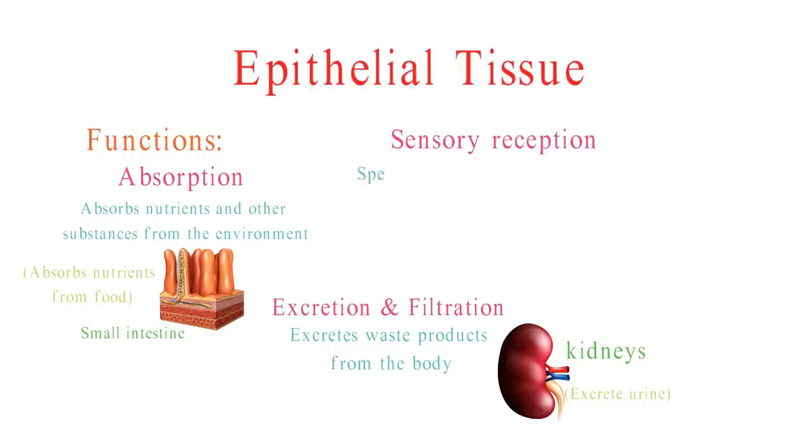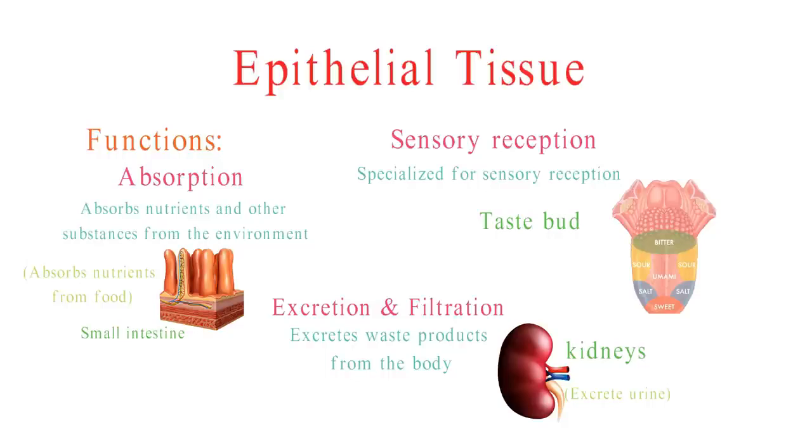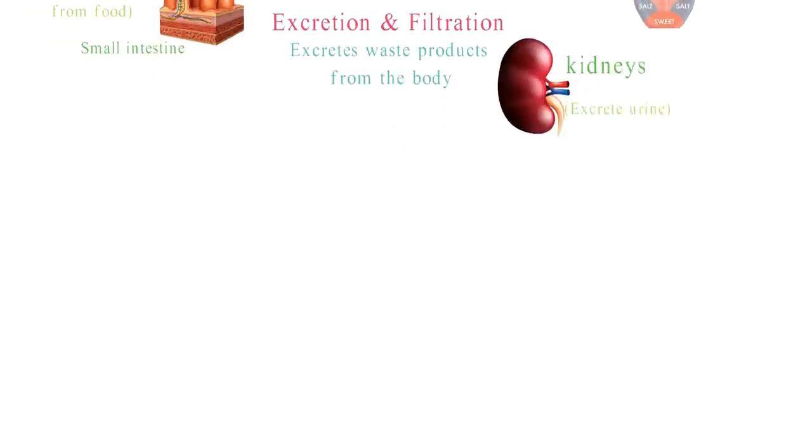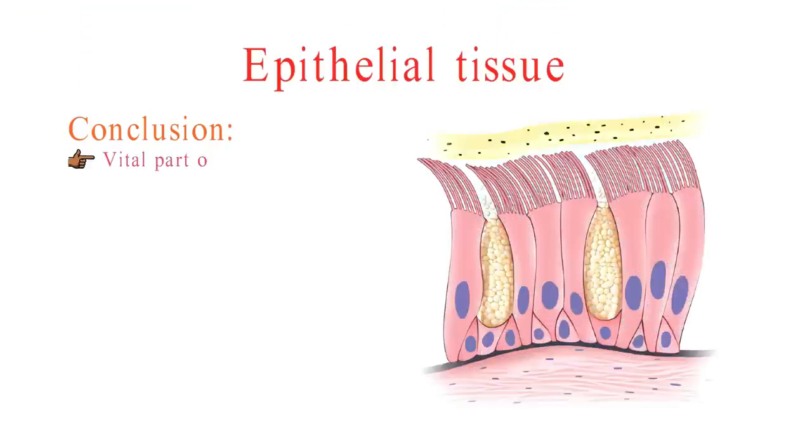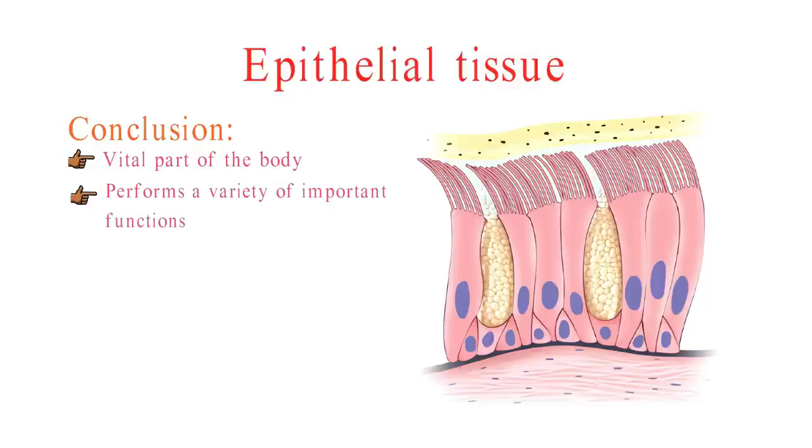Some epithelial tissues are specialized for sensory reception. For example, the taste buds are made up of epithelial tissue and are responsible for the sense of taste. Epithelial tissue is a vital part of the body. It performs a variety of important functions, including protection, secretion, absorption, excretion, filtration, and sensory reception. Epithelial tissue is found all over the body, and its type and location vary depending on its function.